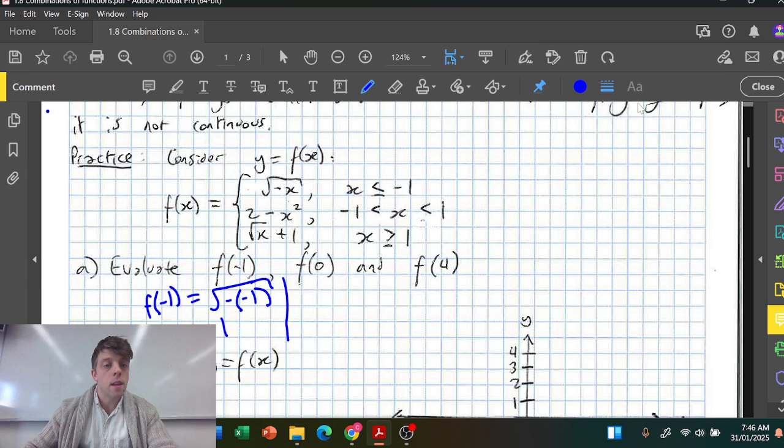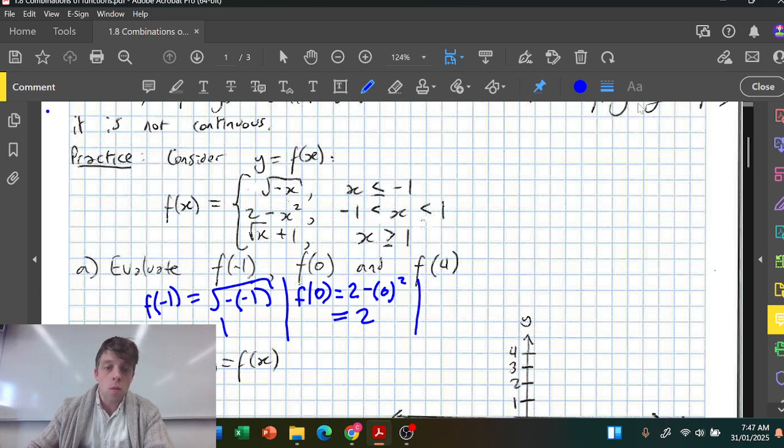Okay, let's now consider f of 0. Now, where in the interval does 0 lie? Well, 0 is between -1 and 1, so we're going to use this rule over here. What that means is we're just going to take 0 and put it into this equation as our input. Where we see x, we replace it with 0, and now we get 2 minus 0 squared, which is just 0, which means this is equal to 2.